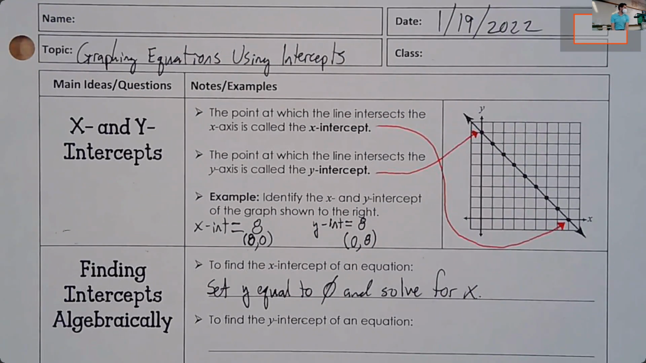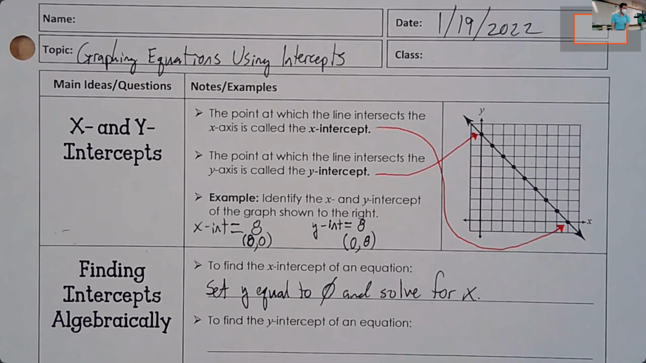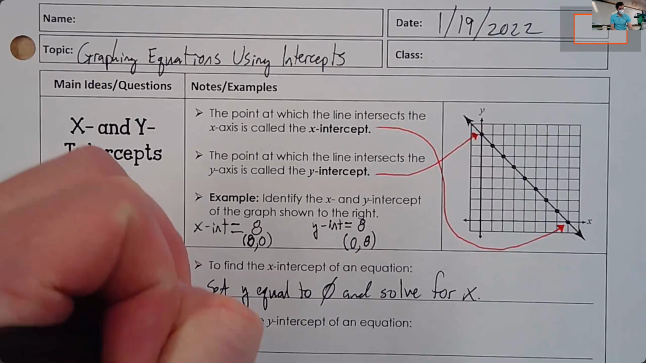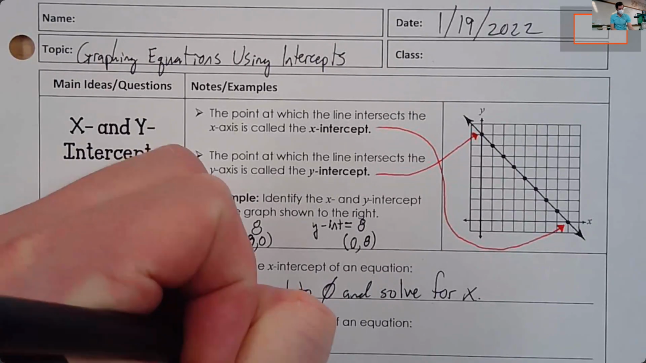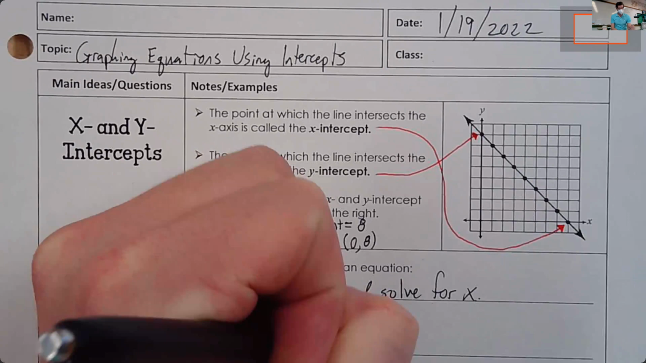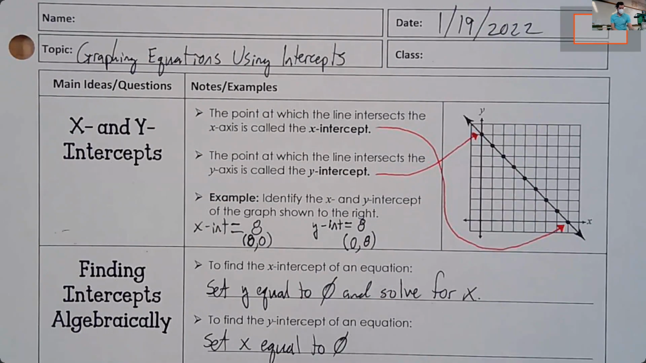So basically, if you have an equation and you're trying to figure out an X-intercept or a Y-intercept, you're going to plug in 0 for one of those two variables, and then you're going to solve for the other variable using a little bit of algebra. To find the Y-intercept, can anybody tell me what we're going to write for this sentence? Same but reverse, exactly. We're going to say set X equal to 0 and solve for Y.